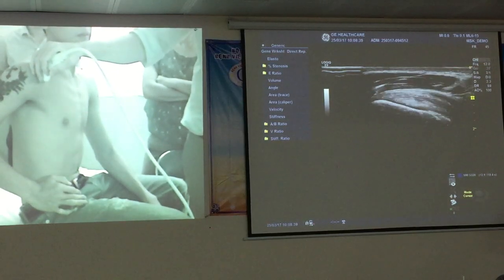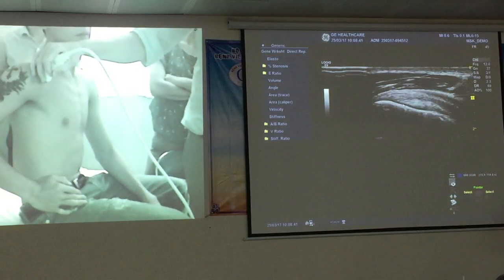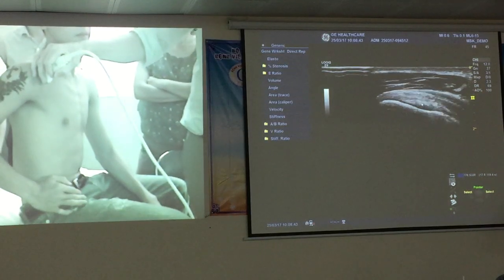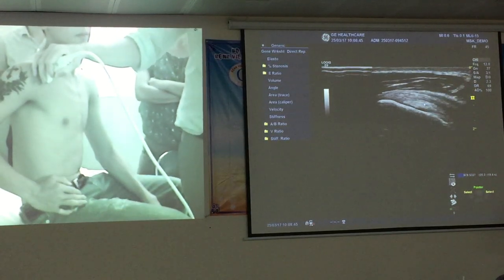So once again, we can see that those tendon fibers are nice and straight and parallel and very closely together.